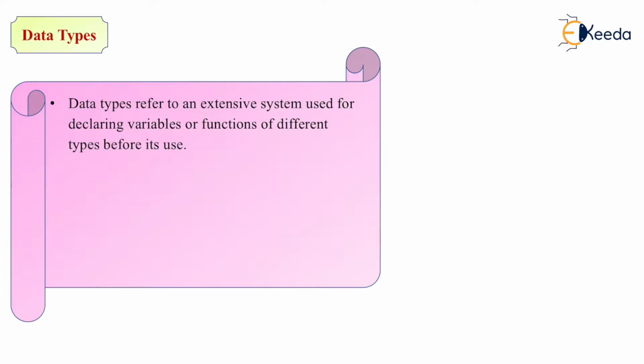See, data types refer to an extensive system used for declaring variables or functions of different types before they are used. That means whatever variable, function, or any identifier you are writing, you have to specify what type of data you are storing in that identifier, and that type of data will get defined by the data types.